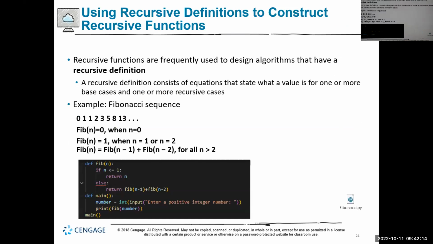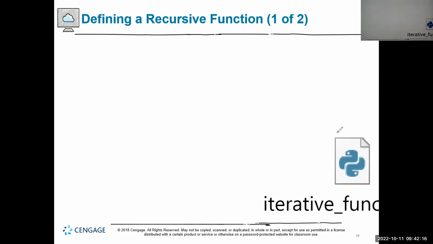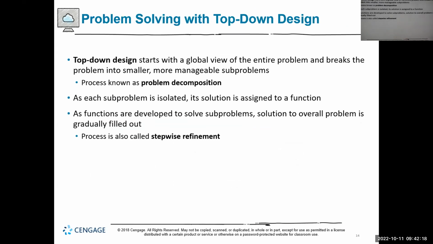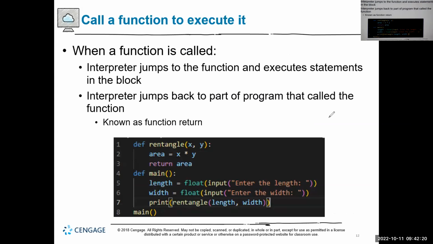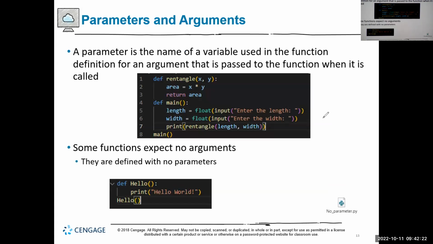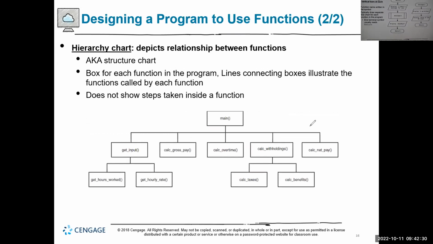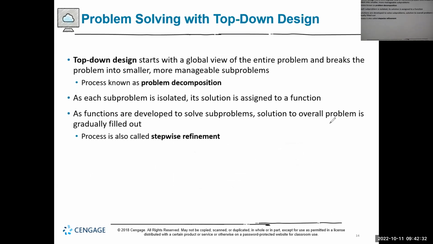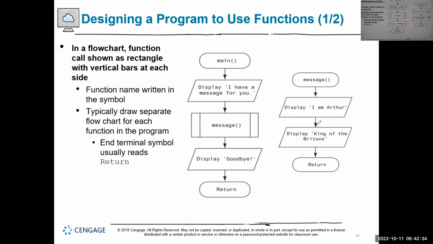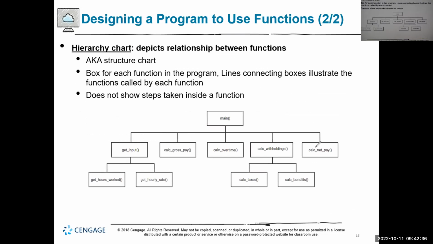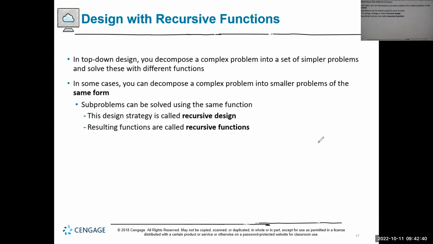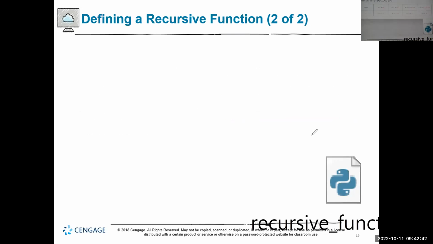So basically, that's everything about the definition of the function. Remember that in the function, when you define it, you have the function name and you have parameters. And whenever you call it, you pass the argument into the parameter. And you learned about the top-down design. You break it down into smaller ones and work with the hierarchy chart here. And we also worked with the recursive function.